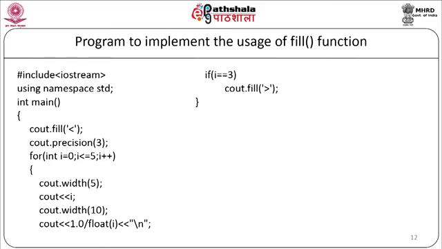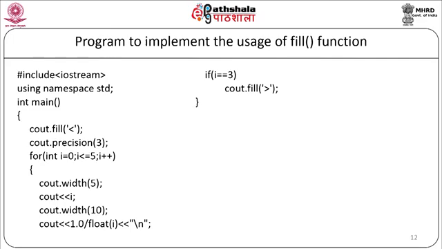So here, as you can see, the width is specified for each and every number, and the number is displayed using the width field. Now when the i value reaches 3, the filling character will be changed to greater than sign. So for the first 3 values 1, 2, 3, the filling character is less than sign, and after 3, that is 4, 5, 6, the filling character is greater than sign. So that is what is done inside this for loop.